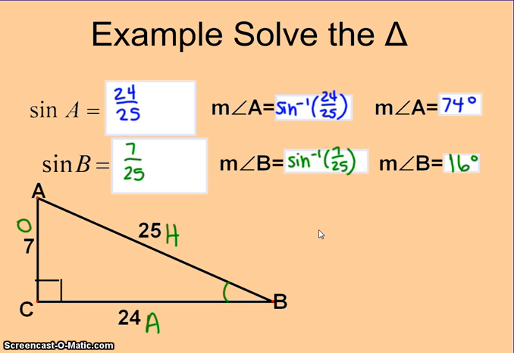You need to be able to double check your answers. The 90-degree angle in the problem plus the 74 plus the 16 I found adds up to 180 degrees. So this is my way of checking and saying, hey, I did this problem correctly.